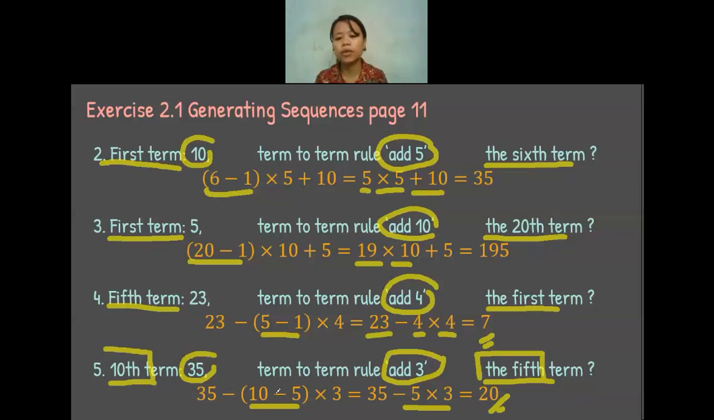After we find the difference between the term that we are going to find and the term that is given, we need to multiply it by the term-to-term rule given. The term-to-term rule is 3, so 5 times 3. We want to find the earlier one, so the number has to be smaller. That's why I have to do subtraction. 35 minus 15 is equal to 20.